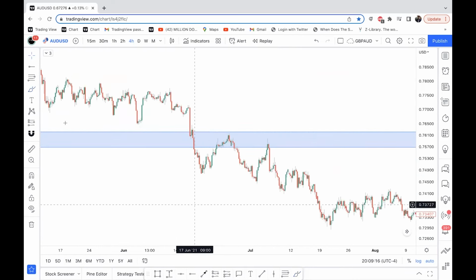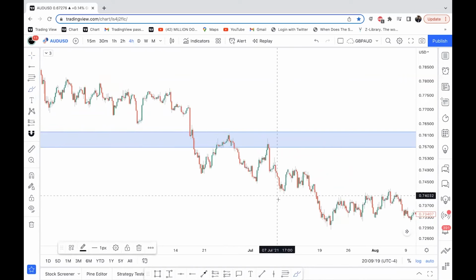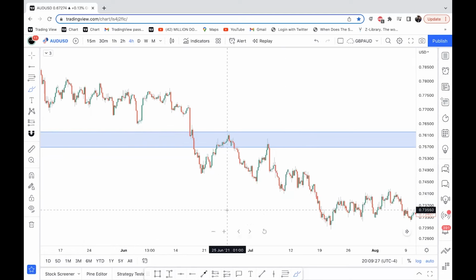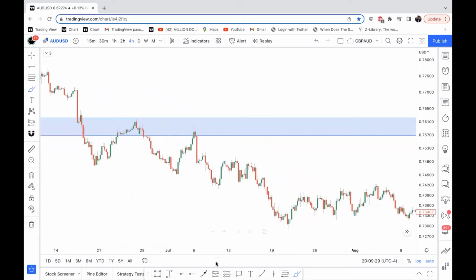Now, once price made another leg down, we got another lower low right here. So what happens after a lower low? You usually get some type of pullback. Some pullbacks are bigger than others. So in this scenario, price didn't pull back that much right here.